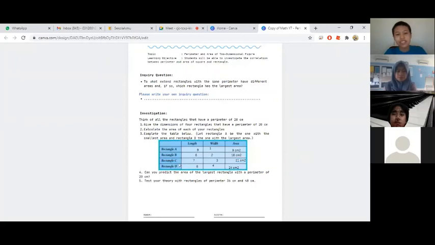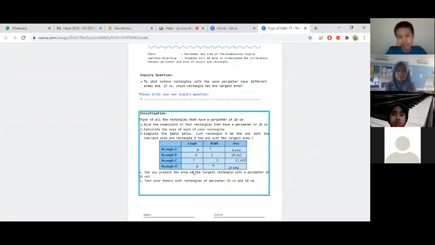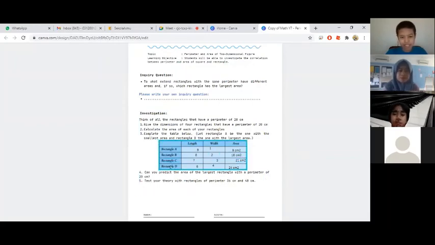So the biggest combination that we could make was if the rectangle had a length of 6 and a width of 4. If you multiply it, you get 24. So the area would be 24 square centimeters. And the rest you can also see here. Yeah, I think that was it.